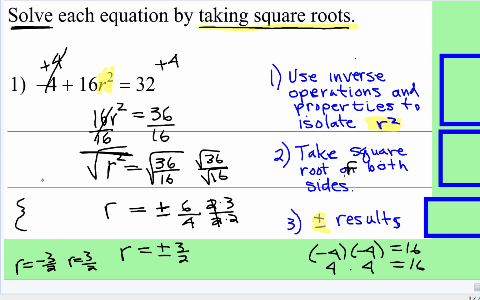If you use the solution set, remember solve indicates solution set brackets, and you put in order from least to greatest. So -3/2, +3/2. That's it.